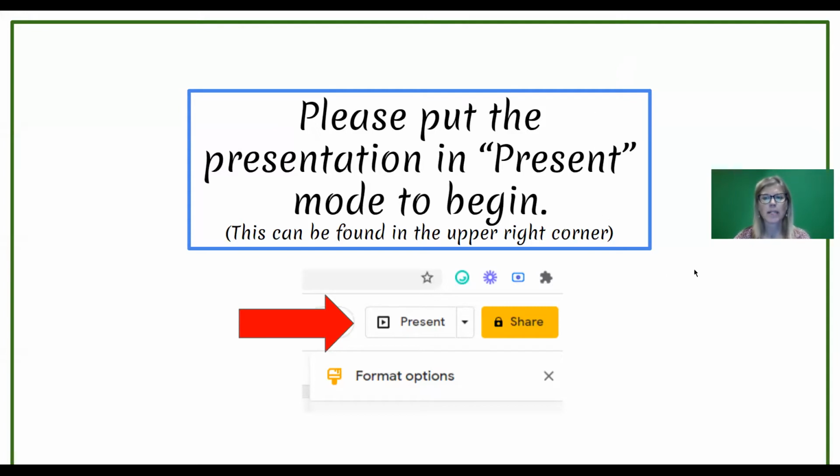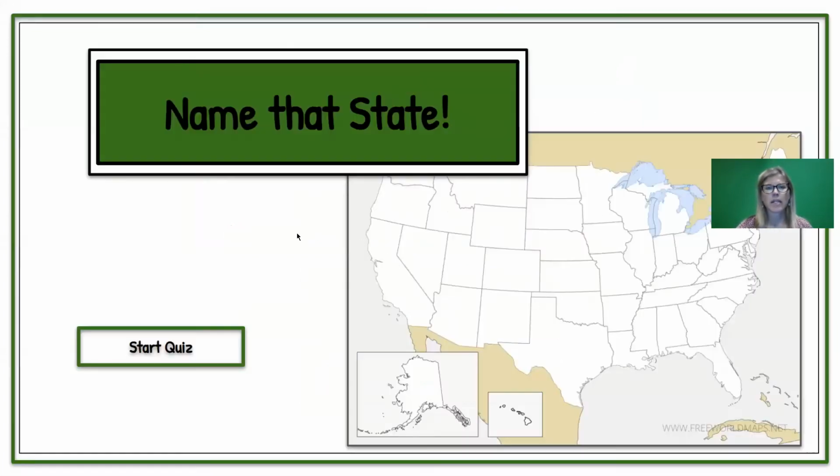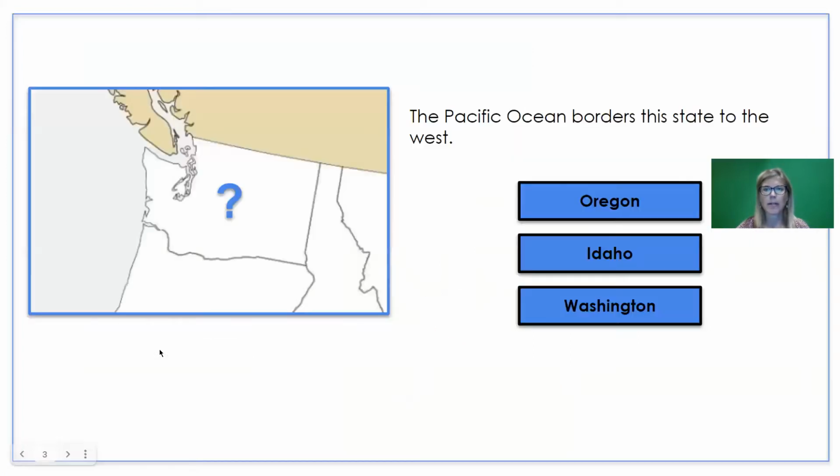Then, when we are ready to start, this is their first slide. The name of the quiz is Name That State, where they can practice naming states in the United States. So what they can do is go to this here where it says Start Quiz and click on Start Quiz. Now, the first thing you'll notice is they have a picture of a map and one state with a question mark and also a clue. The Pacific Ocean borders this state to the west.